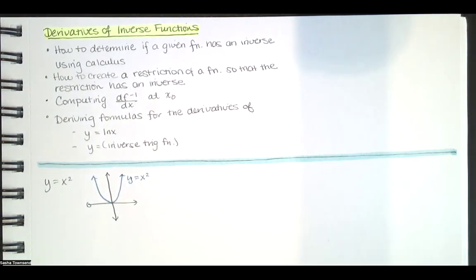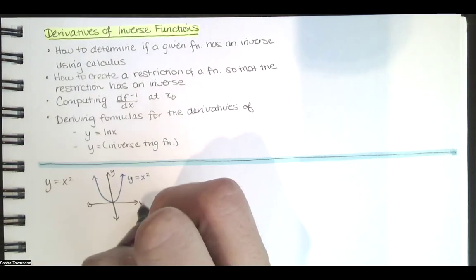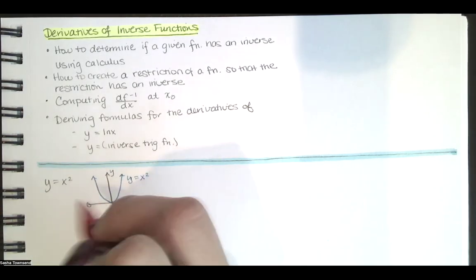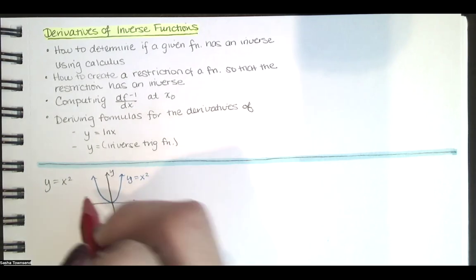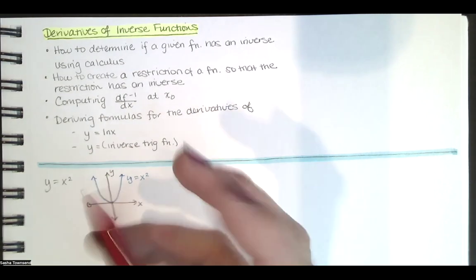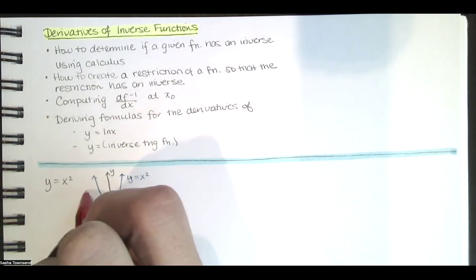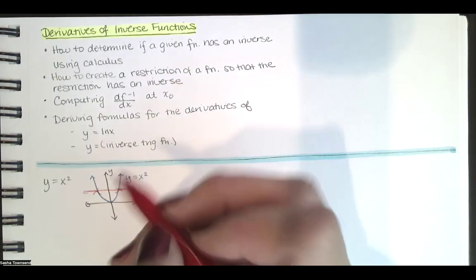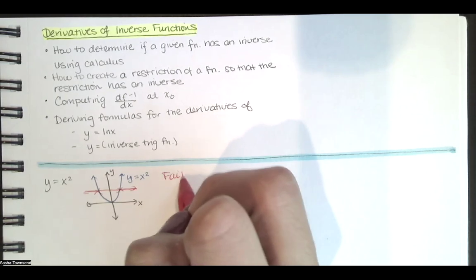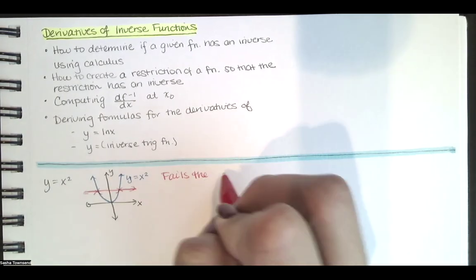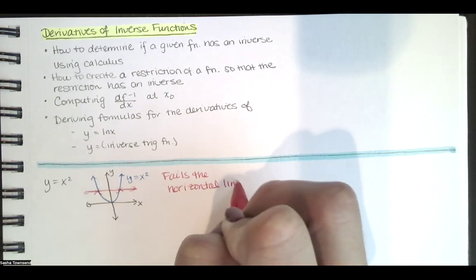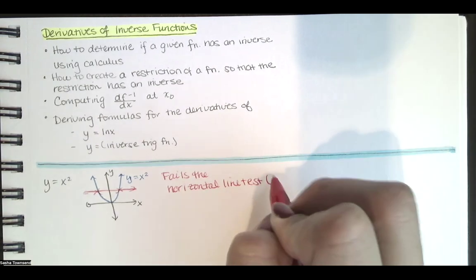Now, this function actually doesn't have an inverse as it stands because it fails the horizontal line test. If I draw any horizontal line through this, where that horizontal line is given by an equation y equals c, where c is actually in the range of the function, that horizontal line is going to cross twice, right? Except for at y equals 0, then it'll only cross once. So this fails the horizontal line test, and it does not have an inverse. And I'm just going to abbreviate that HLT.